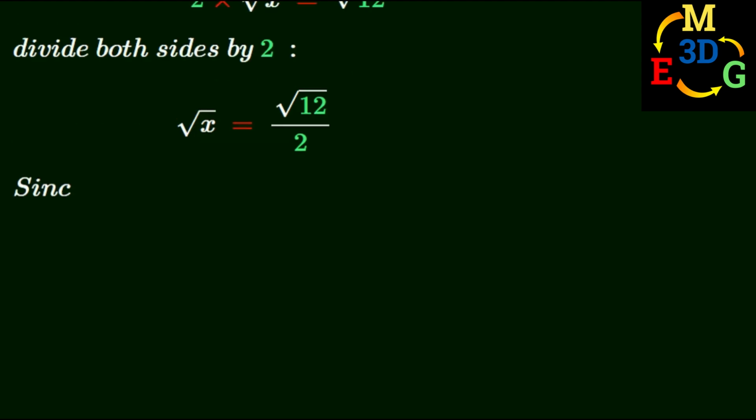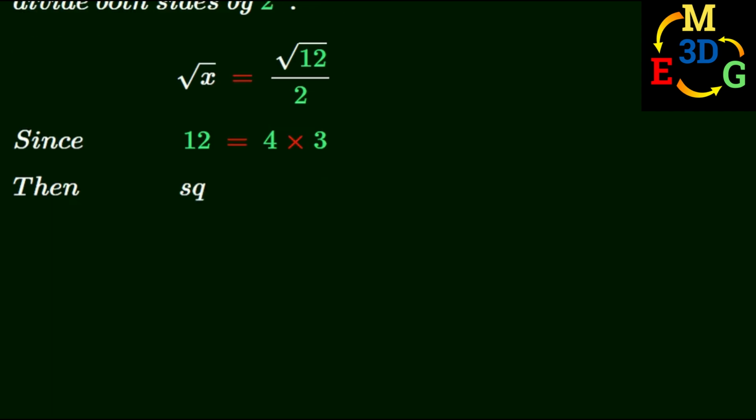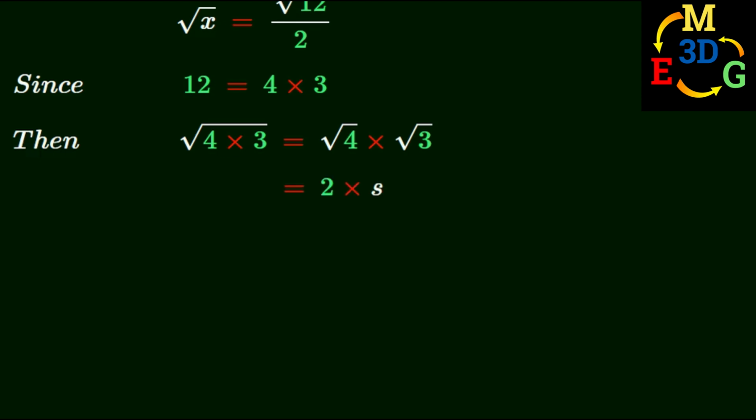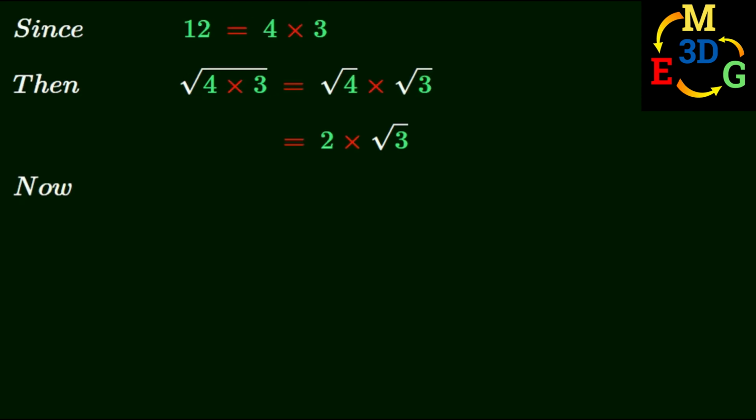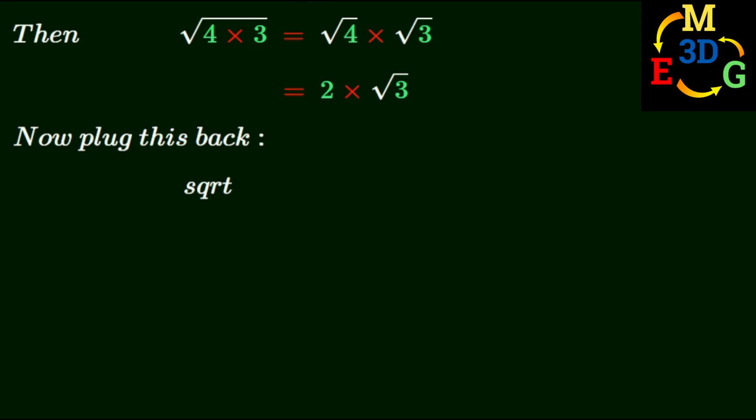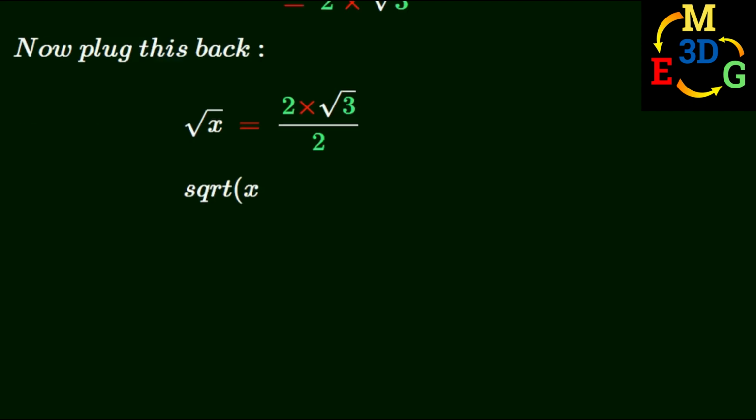Simplify square root of 12. Since 12 equals 4 times 3, we can write square root of 12 as square root of 4 times 3, equals square root of 4 times square root of 3, equals 2 times square root of 3. Now plug this back. Square root of x equals 2 times square root of 3 divided by 2. The 2's cancel out. Square root of x equals square root of 3.